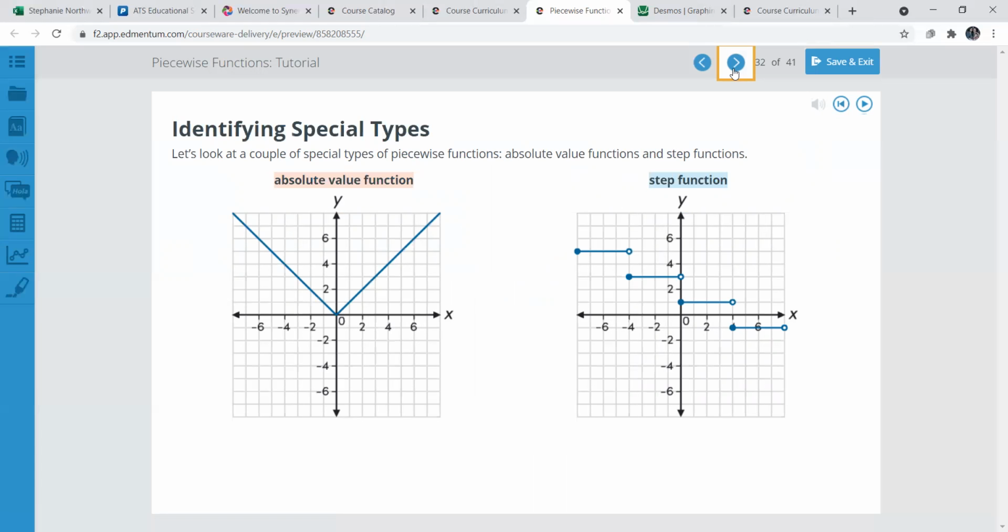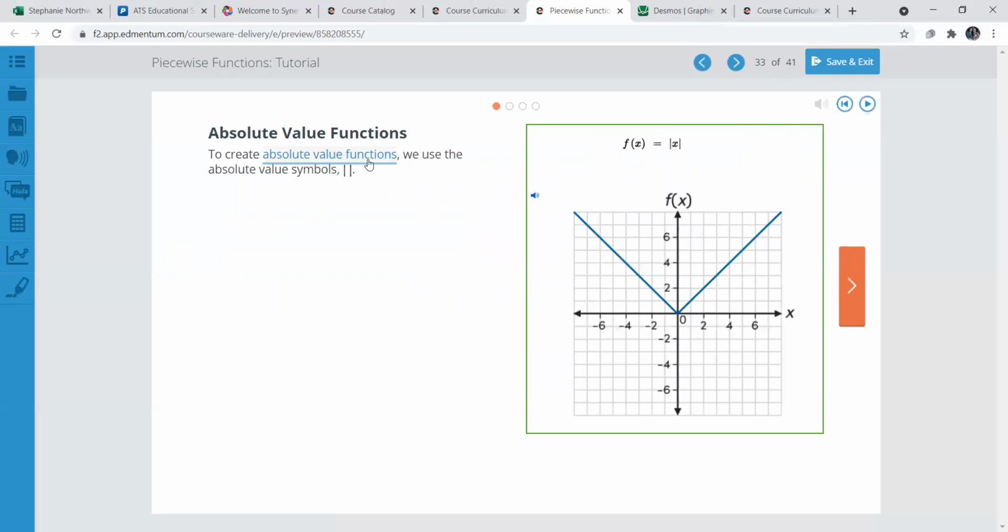Here's other types. So this is an absolute value function on the left. Step function is on the right. And as you can see, I'm sure you can guess why it looks like a step function, because the function looks like steps. So that would be why.